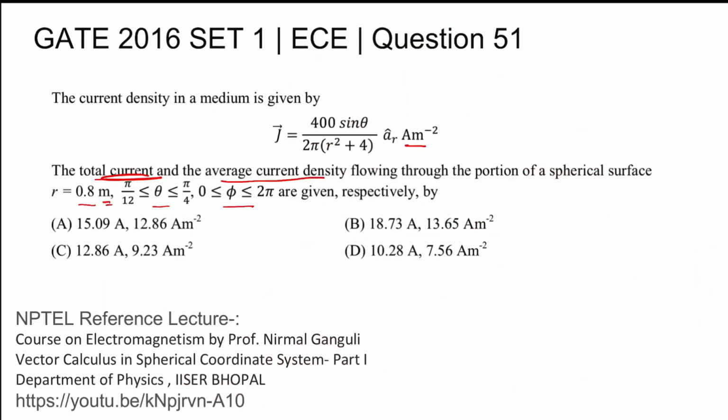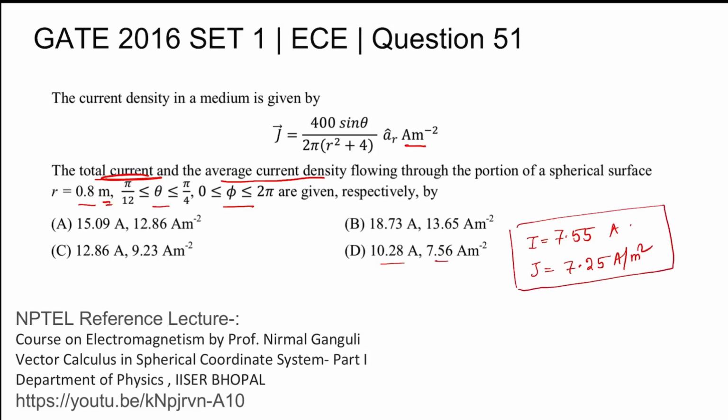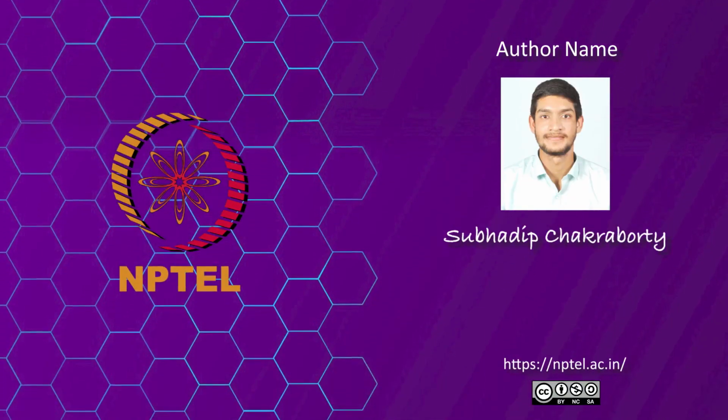Now coming to the answer. This was a problem that contained no correct option, because we need 7.55 amperes as I and 7.25 ampere per meter square as J. So marks were given to all in this question because no option was matching. So this is the correct answer: no option was correct. This is the answer, right? Okay, thank you.